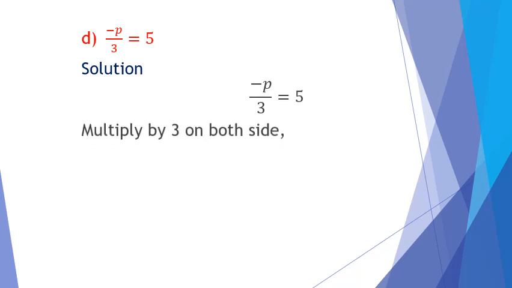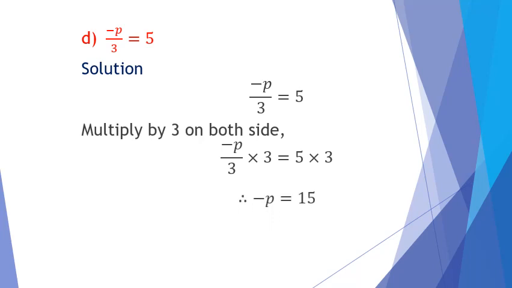Next, D. Minus P upon 3 equal to 5. To separate minus P, we have to multiply by 3 on both sides. So, we get minus P upon 3 into 3 equal to 5 multiplied by 3. 3 and 3 cancel on the LHS, we get minus P equal to 15.